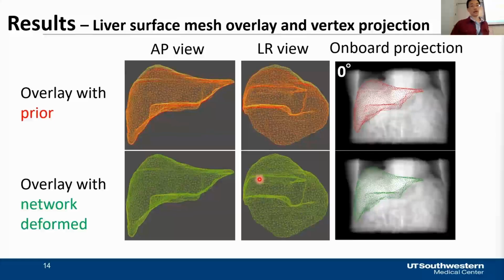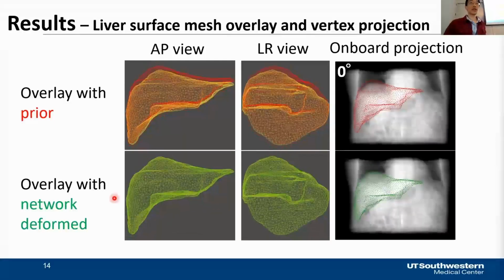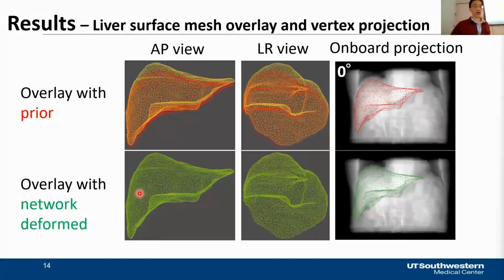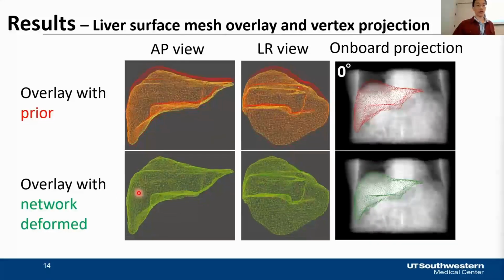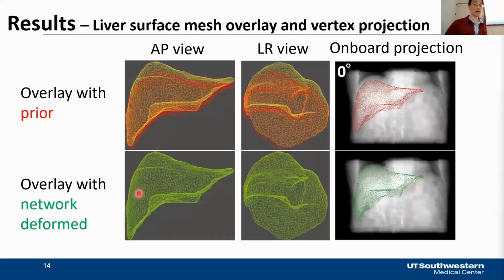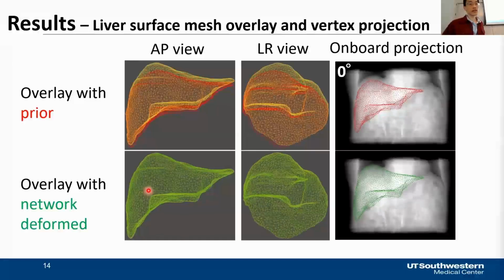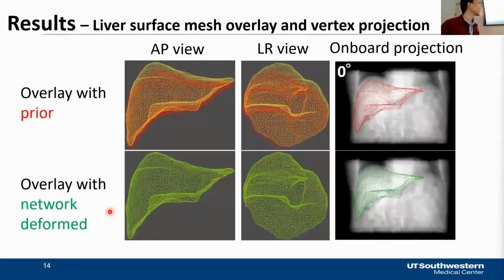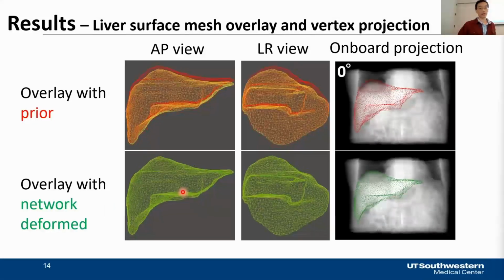The second row is the mesh overlap between the network deformed mesh and the target mesh. The green mesh is the deformed mesh predicted by the deep learning network. You can see there's very good agreement between the predicted liver mesh and the target mesh. It is probably hard to see the difference from this figure.